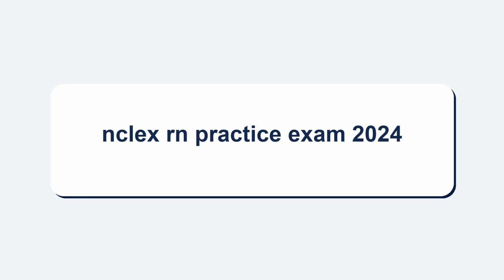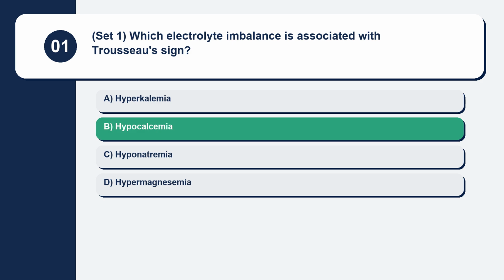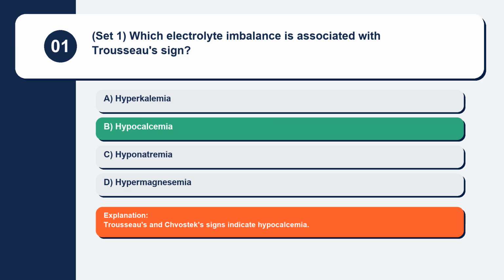NCLEX RN Practice Exam 2024. Question 1. Set 1. Which electrolyte imbalance is associated with Trousseau sign? Hyperkalemia, hypocalcemia, hyponatremia, hypermagnesemia. Trousseau's and Chvostek's signs indicate hypocalcemia.